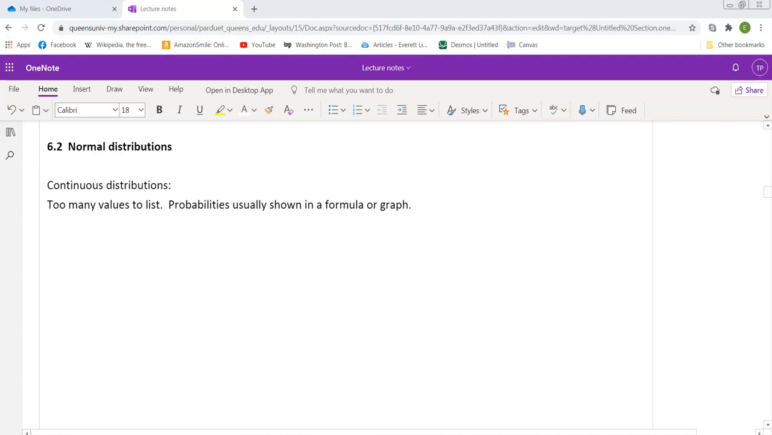Hi everybody, welcome to the lesson on normal distributions. I should say this is the first part of the lesson on normal distributions because we're going to spend 2 days on this section. And I'll tell you here at the outset that what we do in today's class is going to be really important.